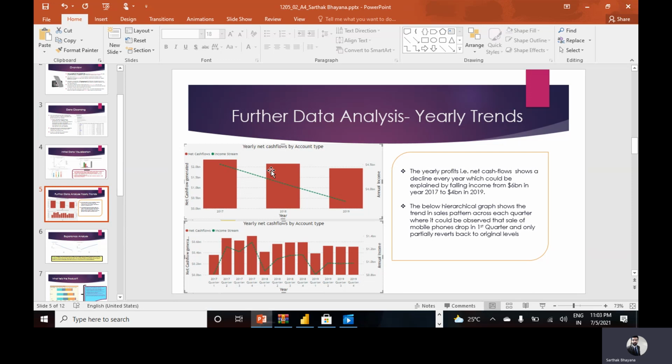Moving on to our analysis, all these graphs that follow have been derived from Power BI. Here, if you observe the yearly net cash flows by account type graph on a yearly basis, we are seeing that the net profits are falling every year with a decline in income levels. When I try to visualize this on a quarterly basis, I found out that every time after quarter four, there is a certain dip in quarter one, and the sales revert back to their original position but are only partially able to do so every new year. So this is a particular finding that needs to be further analyzed as to why Q1 always notices a significant dip.